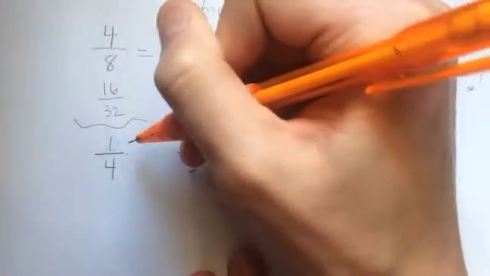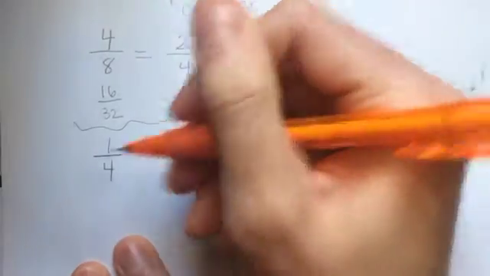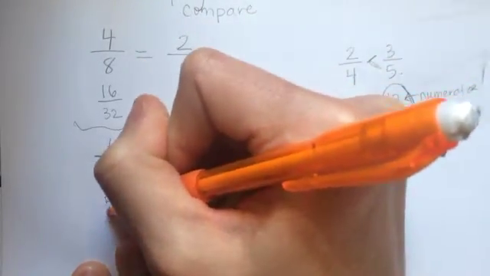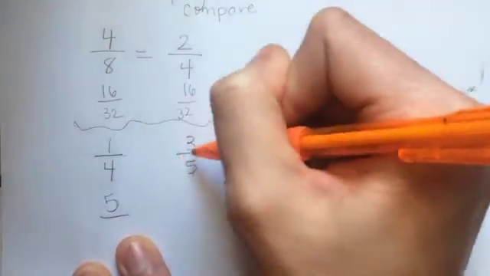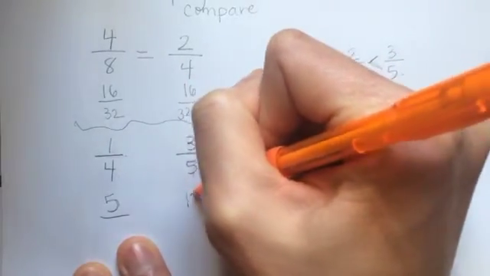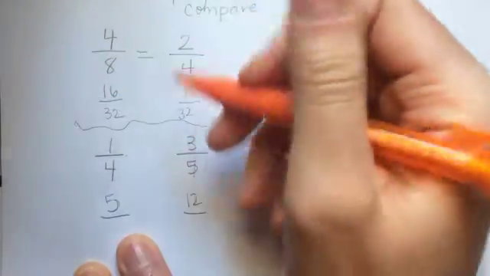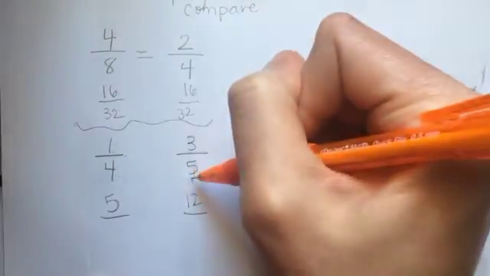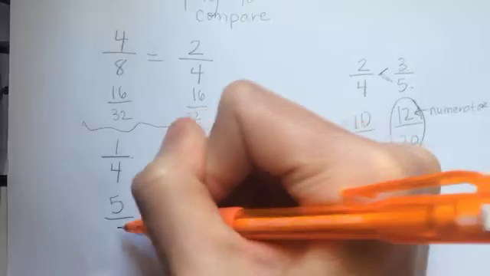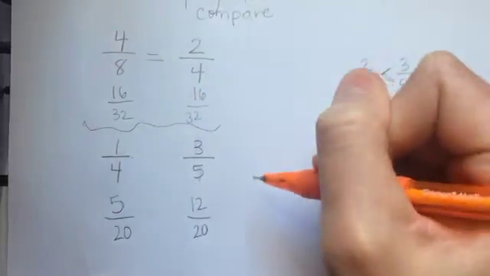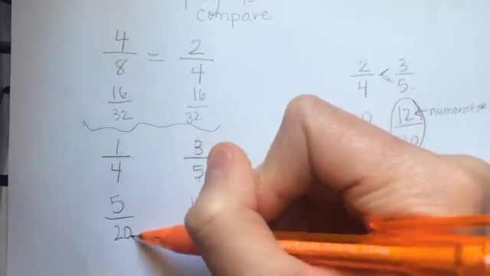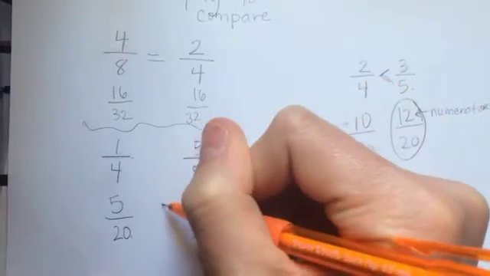Now I'm going to do the same concept down here. 1 times 5 is 5. Again, that's my numerator. 3 times 4 is 12. And my new denominator, because I'm comparing these fractions, is 4 times 5, which is 20 and 20. So it's easy to see now that if I have 5 twentieths and 12 twentieths, which one is greater?